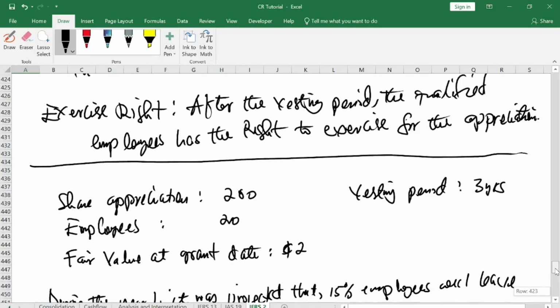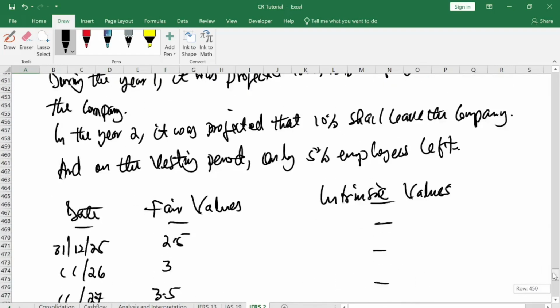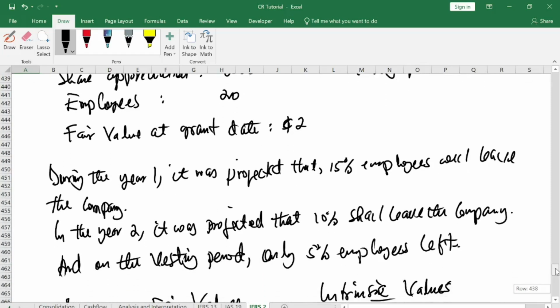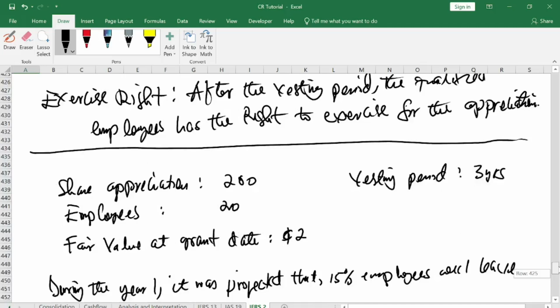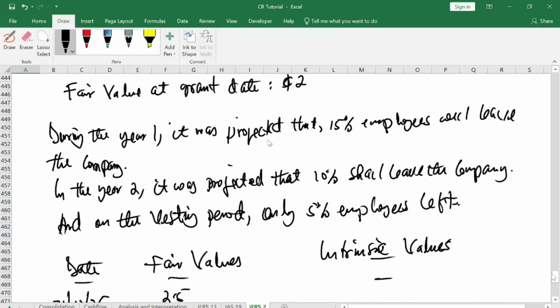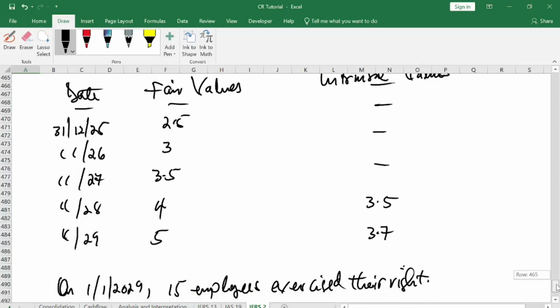So this is the question that I want us to look at. You know the process: you start with the end of the accounting year. You have share appreciation of 200, vesting period 3 years, employees 20, fair value at grant date is 2. So here it clearly shows that on the date they did the agreement, the fair value of the share was 2 cedis. They also said that during the year, it was projected that 15 employees will leave the company. In year 2, it was projected that 10 employees shall leave, and in the vesting period, only 5 employees actually left. They have given you your fair values and intrinsic values, as you see.